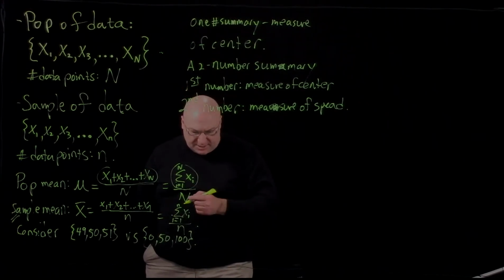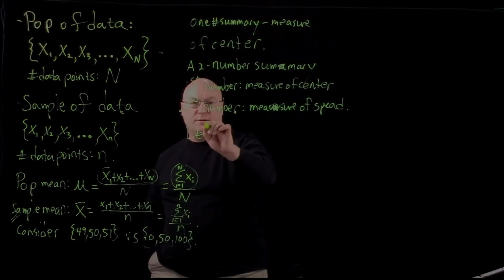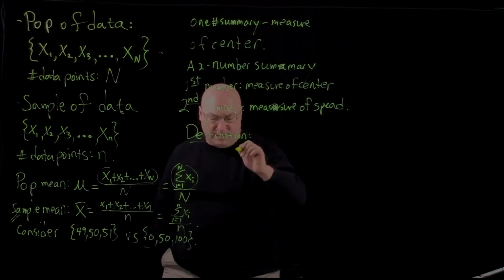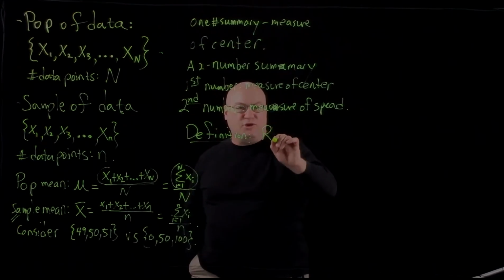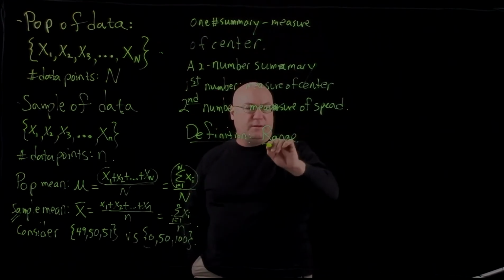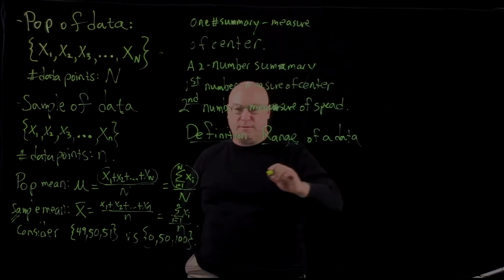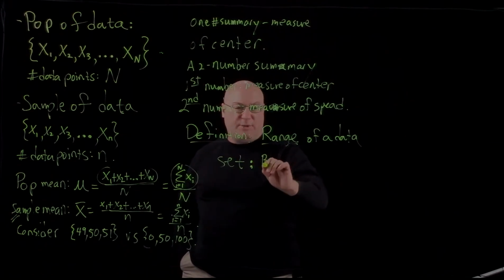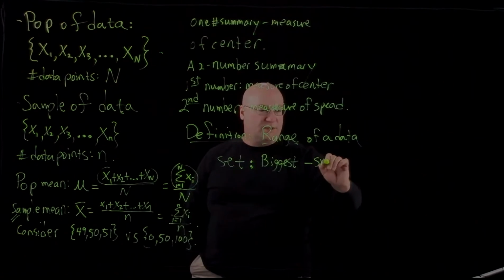And then I think I have a definition here. So, definition. We're talking about here the range of the data set. And all that is the biggest data value minus the smallest.